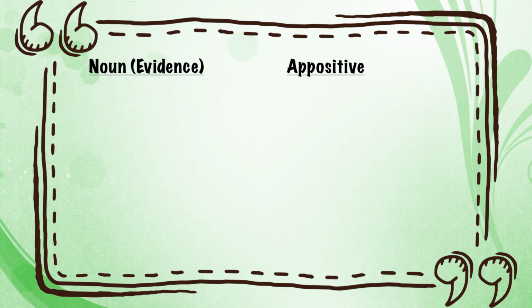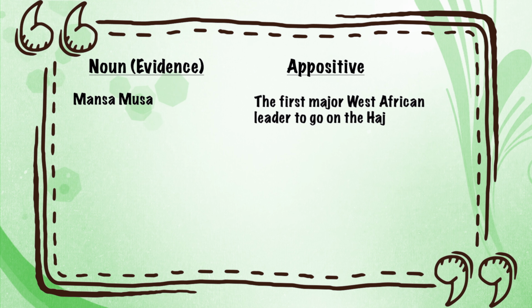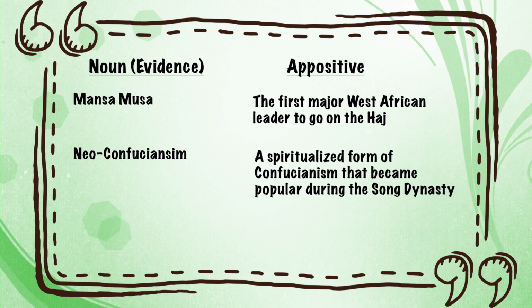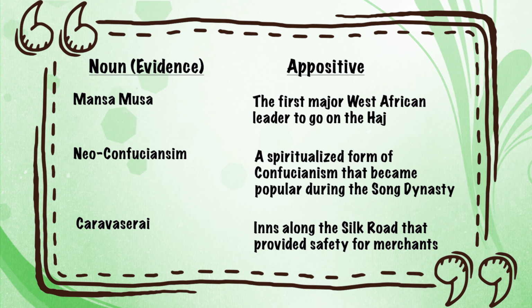The first strategy for aligning what you know with these topics is learning how to write sentences with a grammatical tool called appositives. So what is an appositive? It's words or a clause that bring in additional information about a noun, and in this class, that noun is a piece of historical evidence. Here are some examples based on the content that we've learned so far in class. You've learned about Mansa Musa, the first major West African leader to go on the Hajj. Neo-Confucianism, a spiritualized form of Confucianism that became popular during the Song dynasty. And caravanserai, inns along the Silk Road that provided safety for merchants.